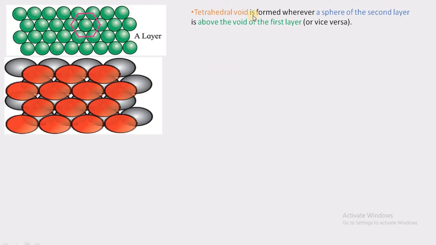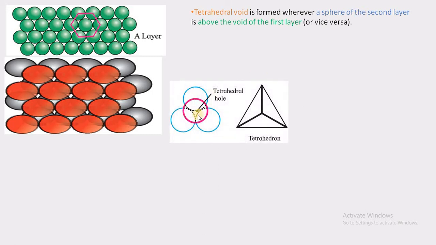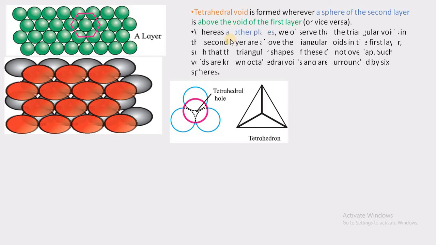a tetrahedral void. It is formed whenever a sphere of the second layer fits in above the void of the first layer, and the sphere of the second layer is above the void of the first layer. This type of tetrahedron is formed, a tetrahedral hole, which is known as a tetrahedral void.